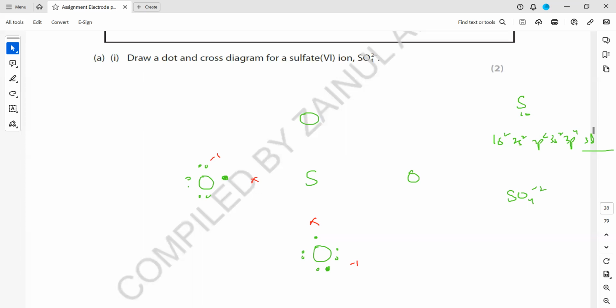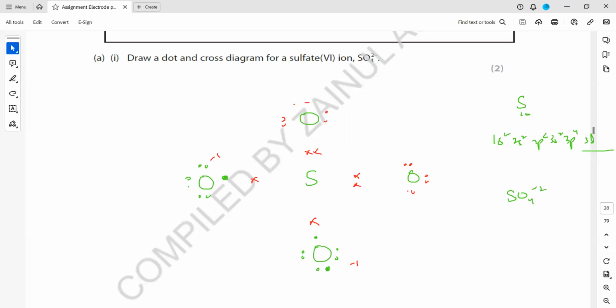Now, sulfur belongs to group 6, so it can share 2 electrons. 2 are already shared. But what happens? How many unshared electrons will there be? 4 unshared electrons on sulfur, because group 6 shares 2, so unshared will be 4. So these are the 2 involved in the sharing, and that is completed. Then the unshared electrons can form a dative bond with the other 2 oxygens.